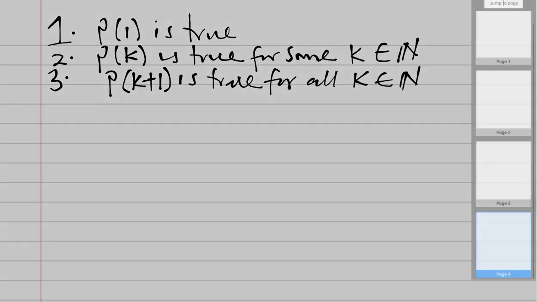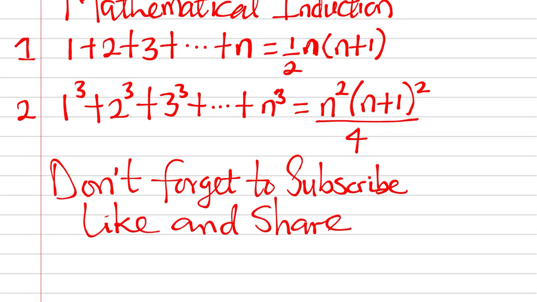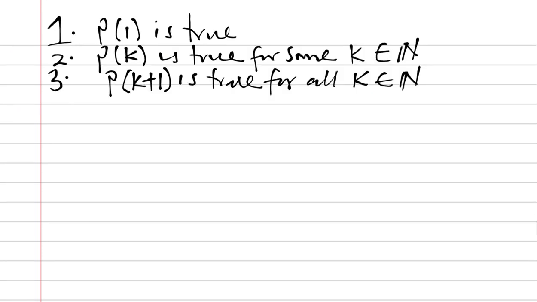If you look at our first example, we want to prove that 1 plus 2 plus 3 plus ... plus n is the same thing as 1 over 2 multiplied by n multiplied by n plus 1. You don't need all these other things. This is what you want to prove. So let's prove that next.